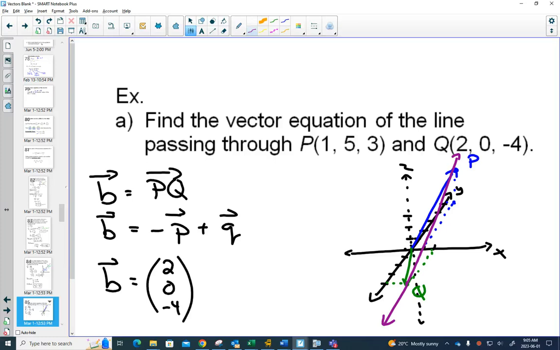Nobody noticed I read Q wrong? Well, you were just ignoring me. You're like, he's drawing a picture. The picture's going to look terrible anyways, so who cares? You see, I went 4 in the Y, but not 4 in the Z.